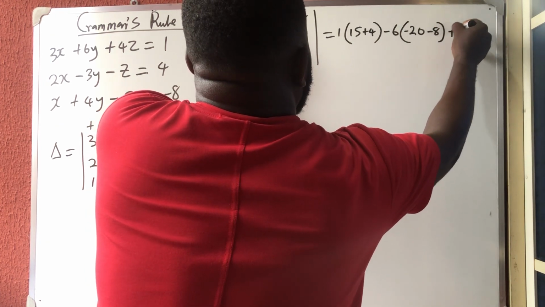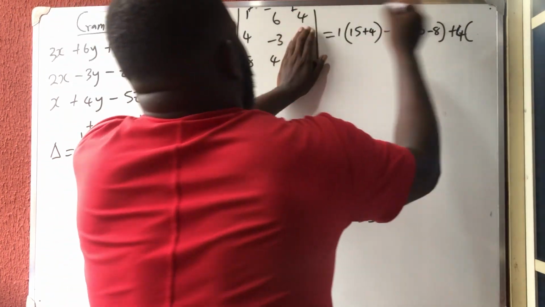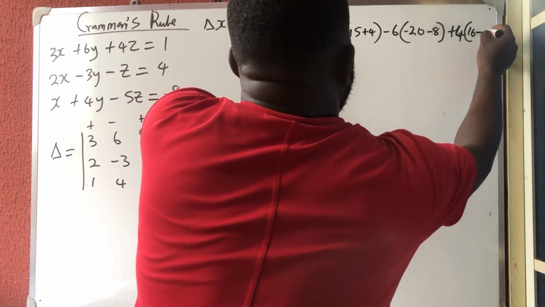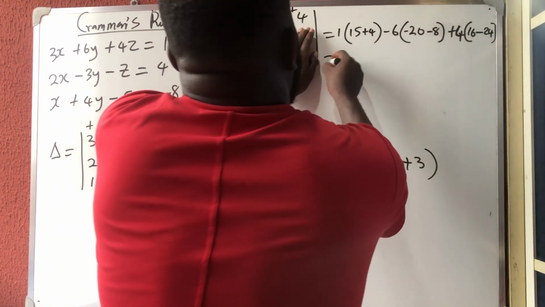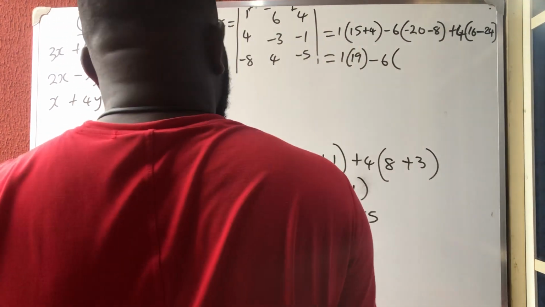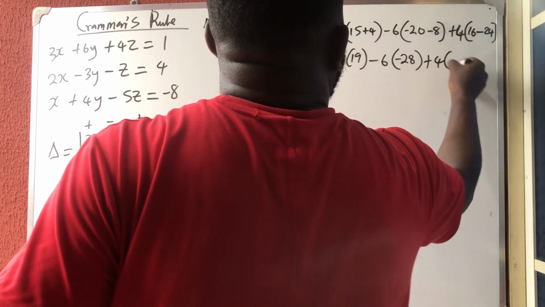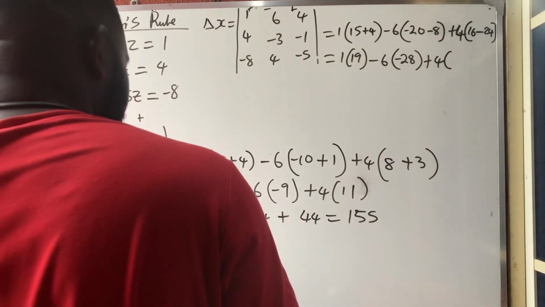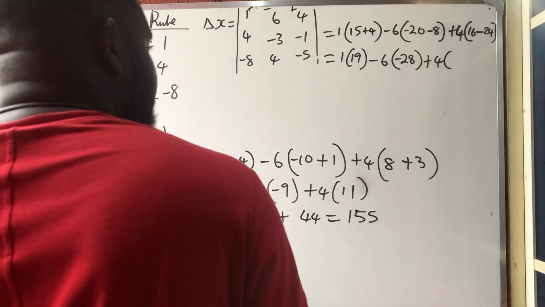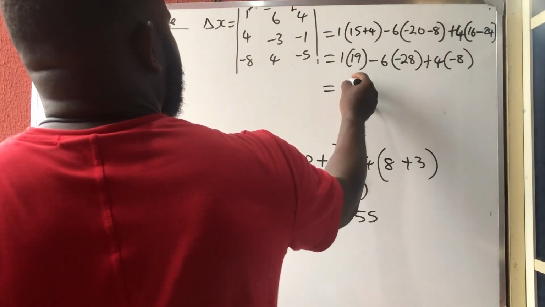Then finally plus 4. I'm closing here now. 4 times 4, 16. 16 minus 24. So I'm left with what? 1 bracket 19 minus 6 bracket 28 plus 4 bracket minus 8. So my answer becomes 19.